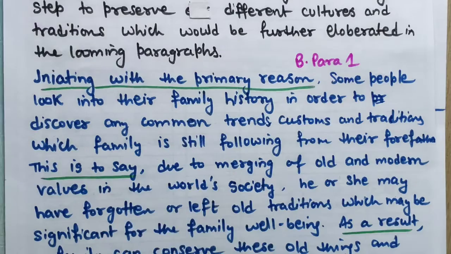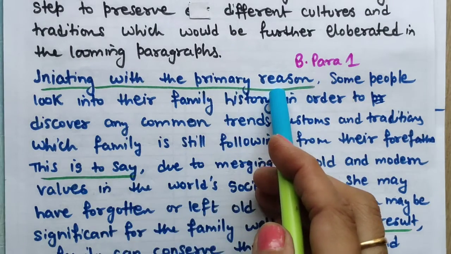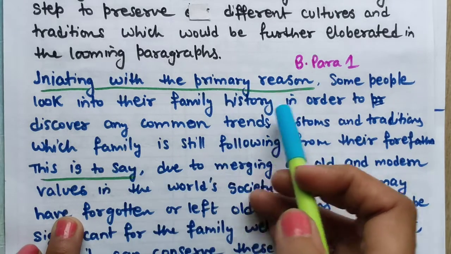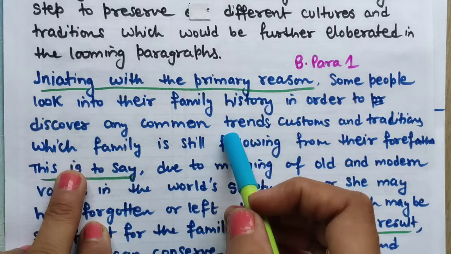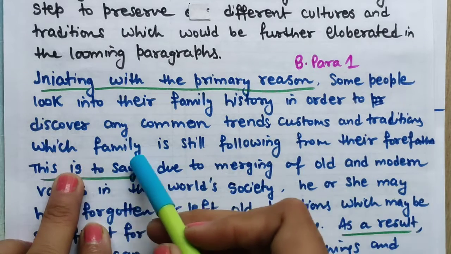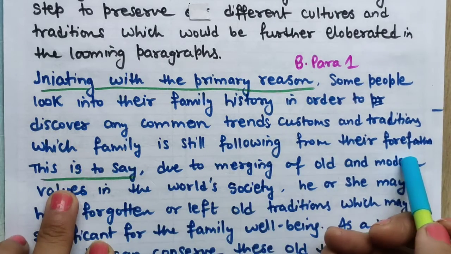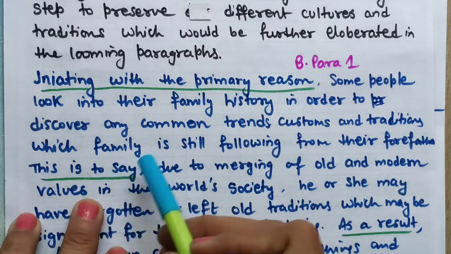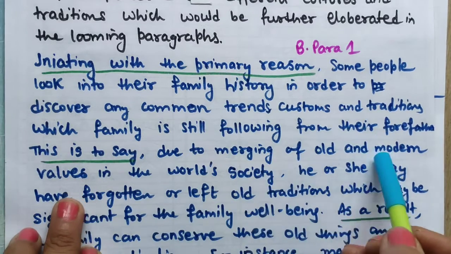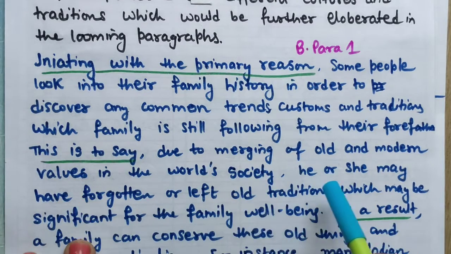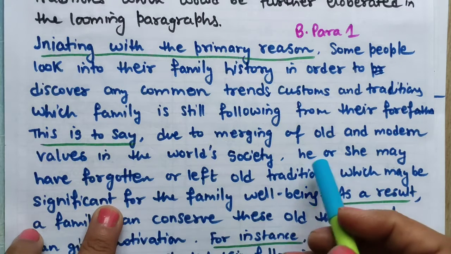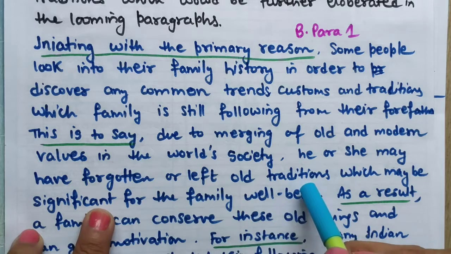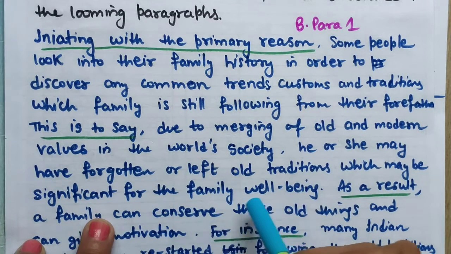Now how I have started: initiating with the primary reason. Some people look into their family history in order to discover common trends, customs and traditions which the family is still following from their forefathers. This is to say, this is the announcement of the point. Now the explanation of this point: due to the merging of old and modern values in world society, he or she may have forgotten or left old traditions which may be significant for the family welfare.